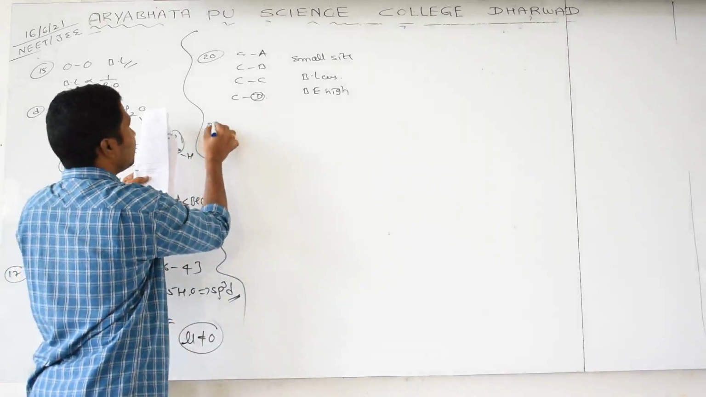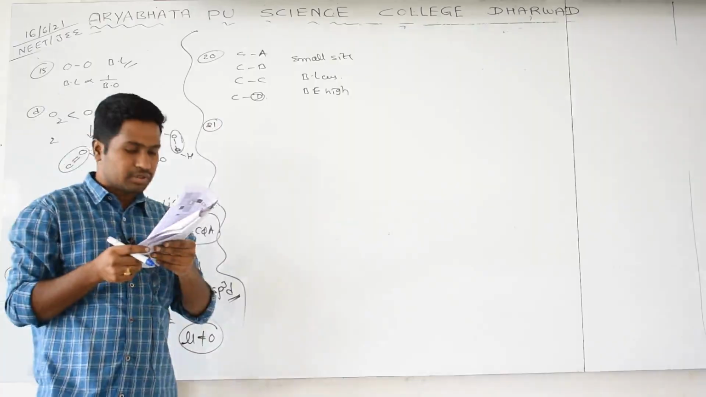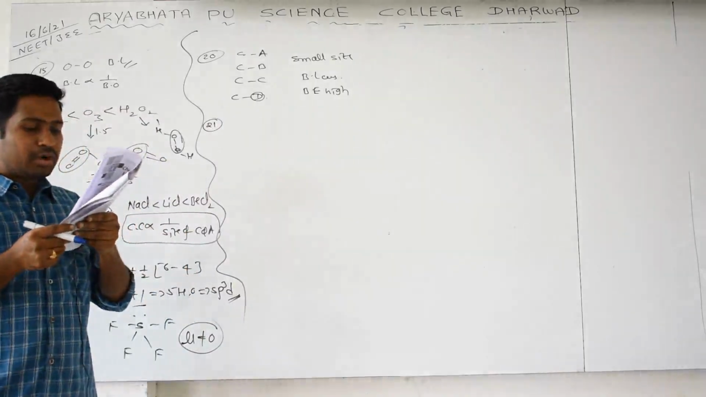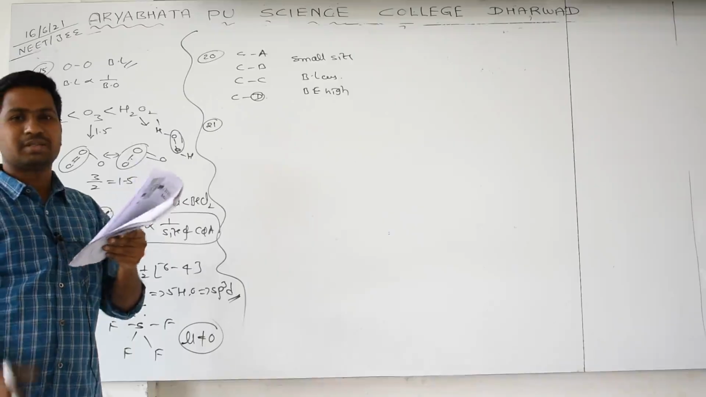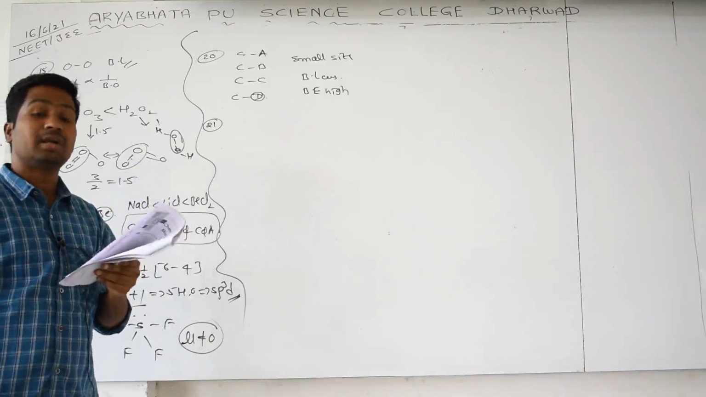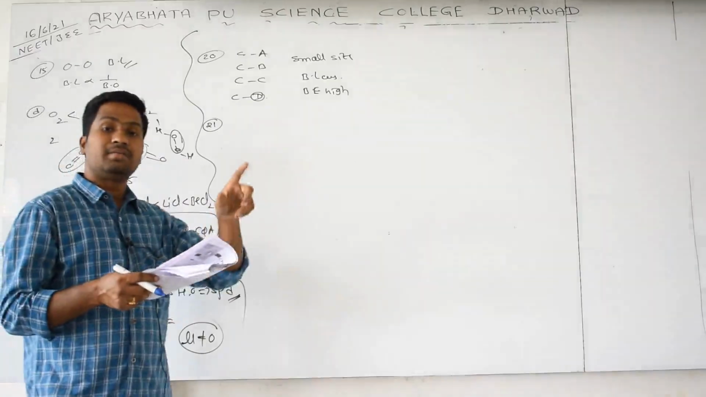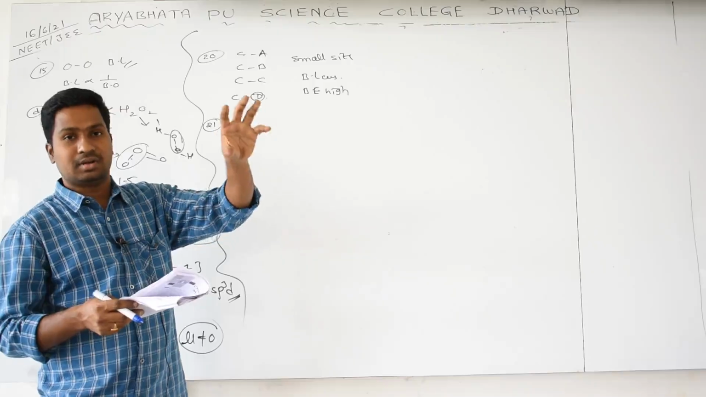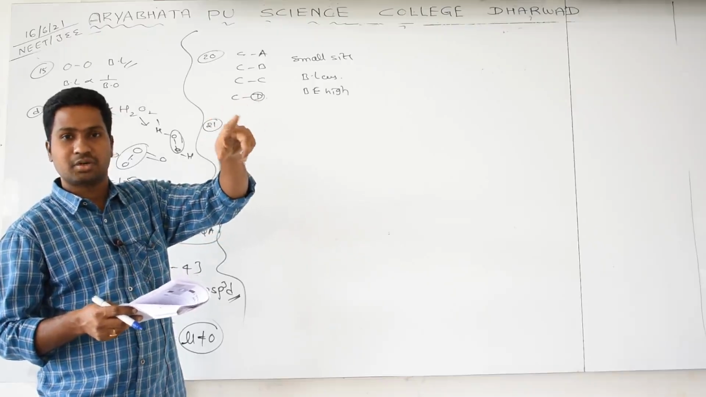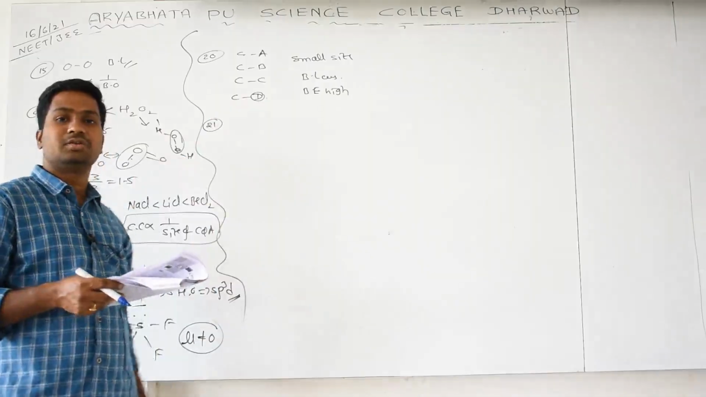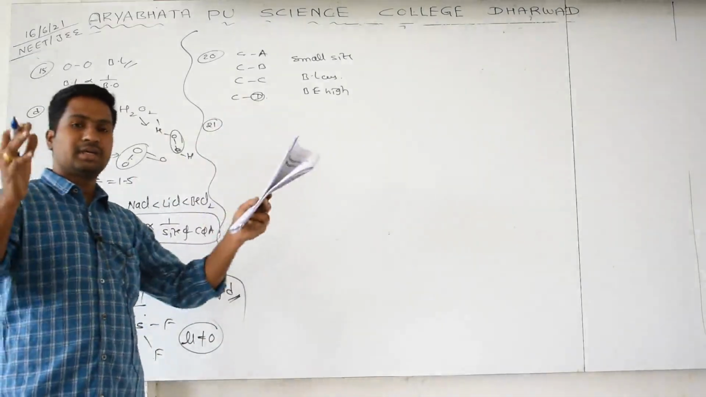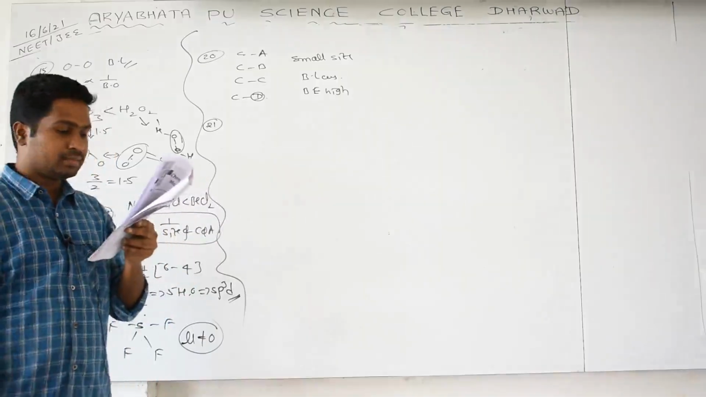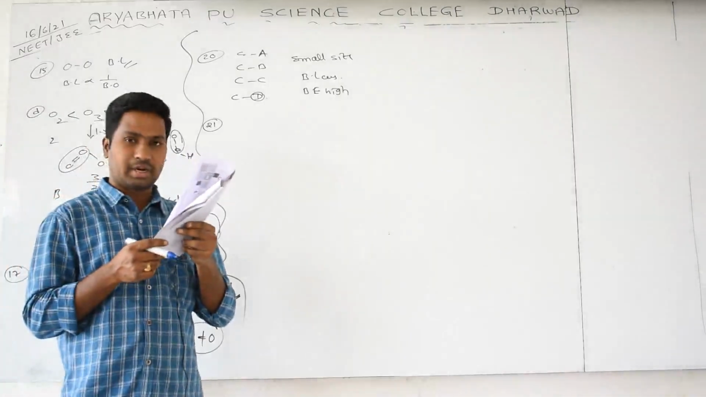Go for next, 21. Question 21, you check it. The strongest bond in between. Strongest bond means a strong ionic bond will be there. Ionic bond strength is directly proportional to the size of the cation and inversely proportional to the size of the anion. Big size cation, small size anion. Where is it? First option, cesium fluoride.